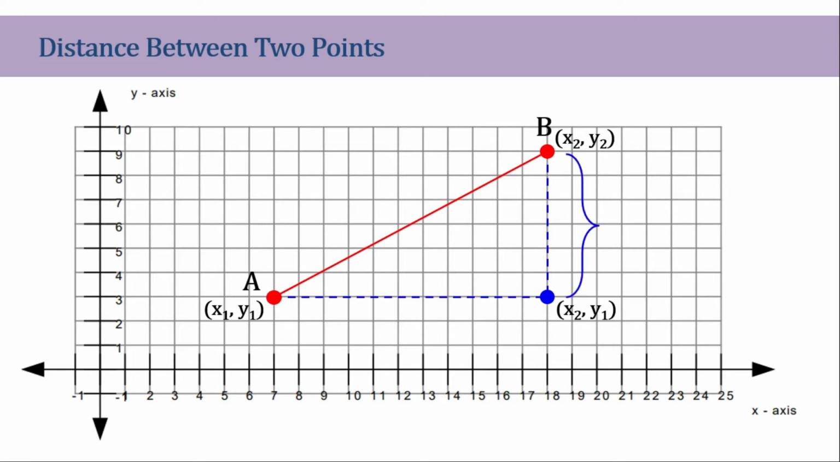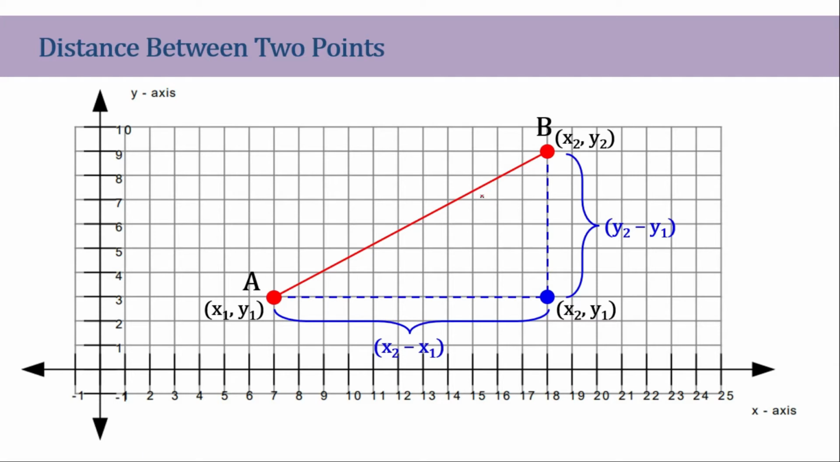Now to get the distance of the new point to point B, because this is a vertical line, we just need to get the absolute value of the difference of the ordinates. So that is y sub 2 minus y sub 1. From point A to the new point, to get the distance of this, because this is a horizontal line, we just need to get the absolute value of the difference of the abscissa. So that is x sub 2 minus x sub 1.